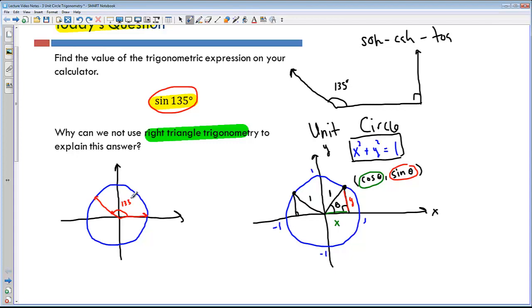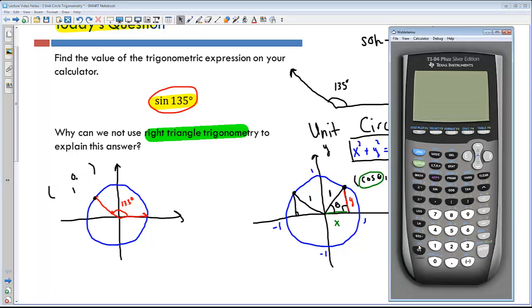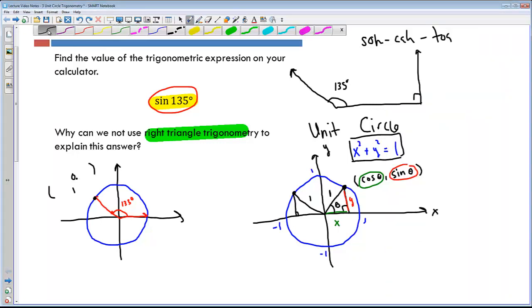And if you look at that point on the unit circle, it's going to have an input, and it's going to have an output. That output value is actually the sine of 135 degrees. So the output value will be 0.707 blah blah blah, and let's look at our calculator here. 0.707 dot dot dot. It keeps going on and on forever.